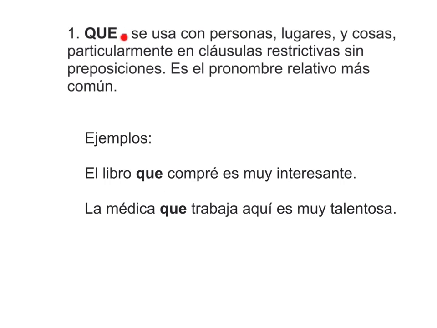La forma más común es que y se usa con personas, lugares y cosas, particularmente en cláusulas restrictivas sin preposiciones. So, as a review, remember the restrictive clauses are clauses without commas that restrict the antecedent to say that it is this or these things, people, places, as opposed to something else. Es el pronombre relativo más común.